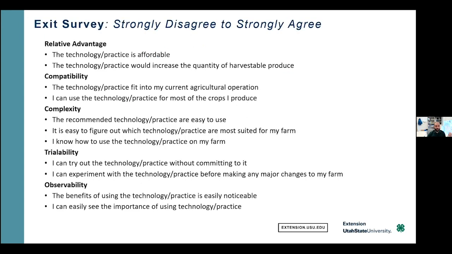So this is just an example of how our exit survey would look if we use the attributes of an innovation in the diffusion of innovations. I can send this to you all after. This is just a snapshot of how it comes together. It's basically asking people their level of agreement on these items. There are different things that we can ask, and we should always tailor these instruments to whatever we're asking people to do. So it's not like we can use this as is. We should always tailor our instrument to the program.